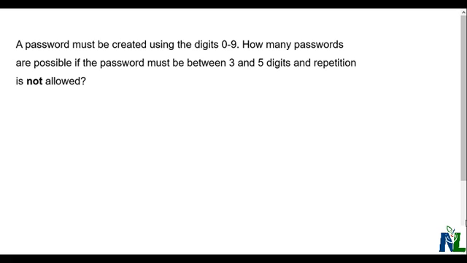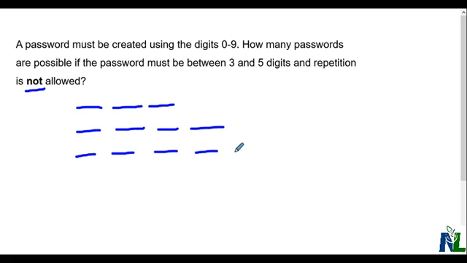We still have a password between 3 and 5 digits, but this time repetition is not allowed. So we still need to consider the 3 cases, the 3, the 4, and the 5-digit password. But when we look at the 3-digit one and consider how many choices you have for the first digit, which is 10, for the second digit, since repetition is not allowed, there's only 9 choices available, and only 8 for the third, for a total of 720 3-digit passwords.